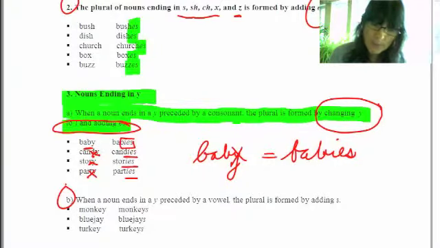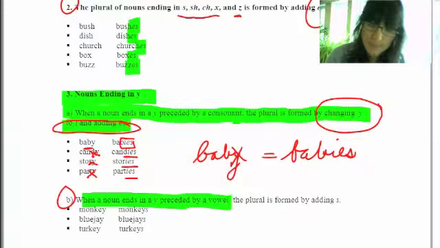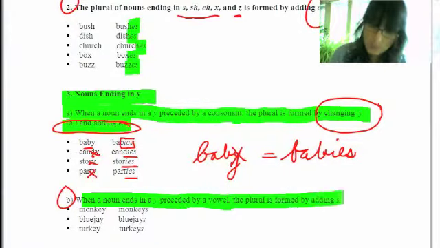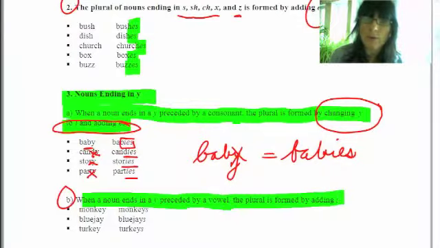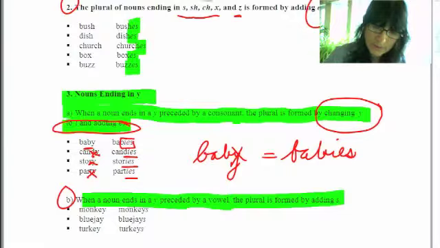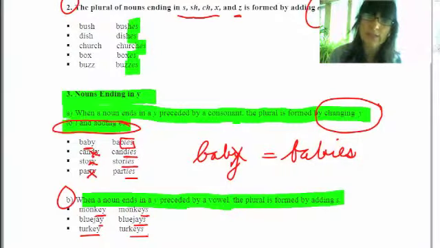The second part of this rule is when a noun ends in a Y, but it's preceded by a vowel, so there's a vowel before the Y, then the plural is formed by adding an S. Let's look at these examples that I've included. Monkey, it ends in the Y, but you see before the Y is a vowel. You just add the S. Blue jay ends in a Y. There's a vowel before the Y, so you just add the S. And turkey, you just add the S to turkeys.